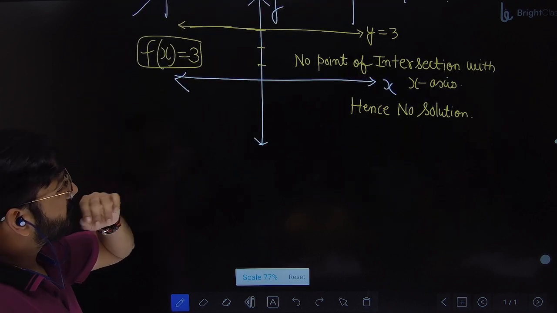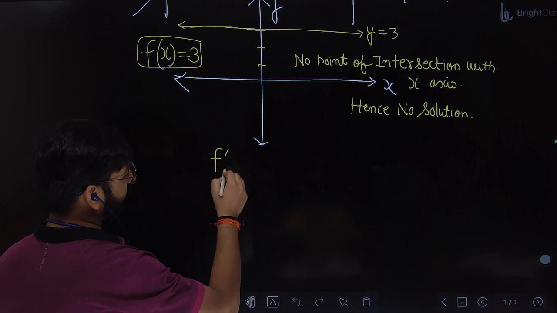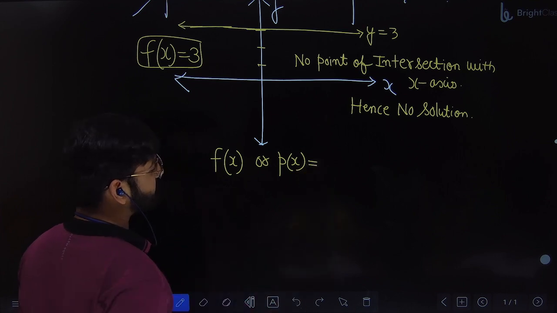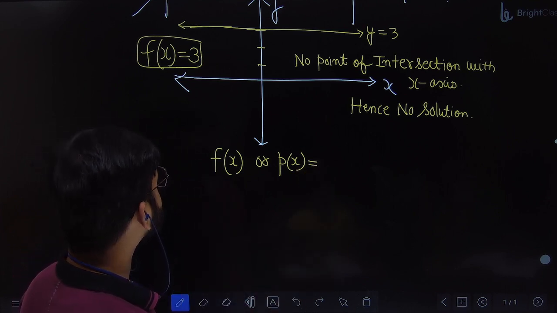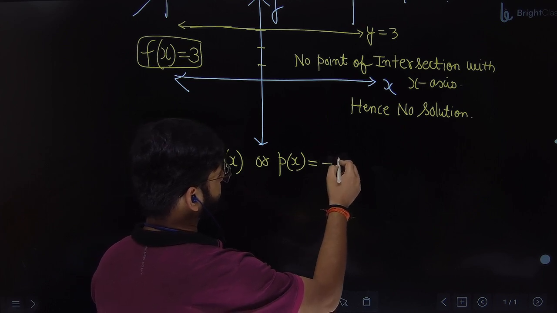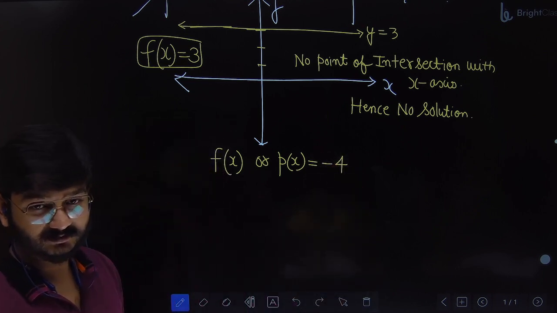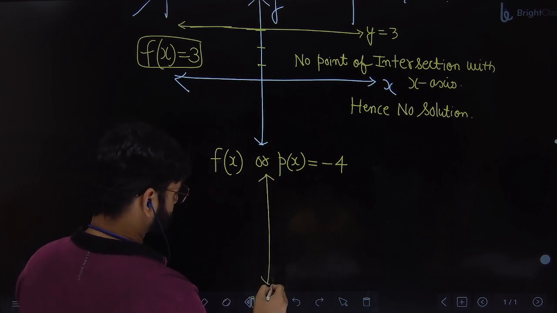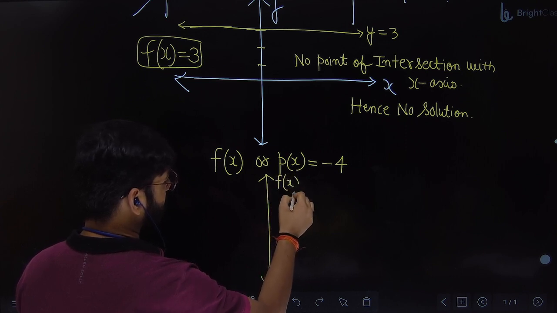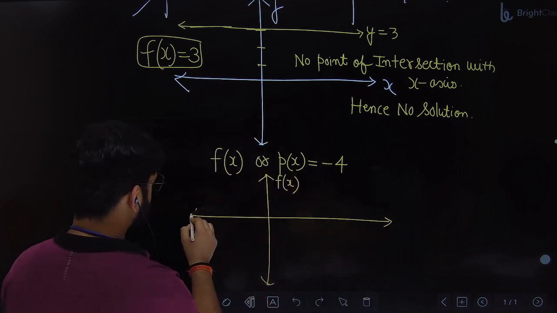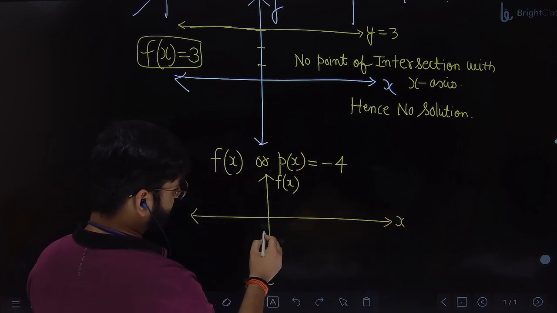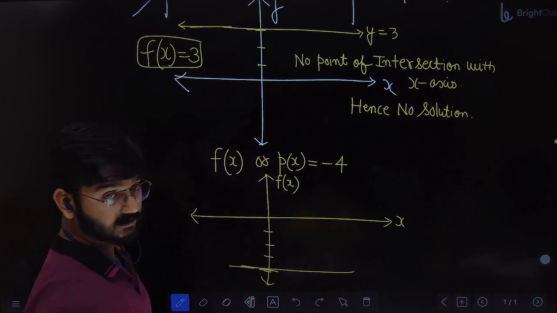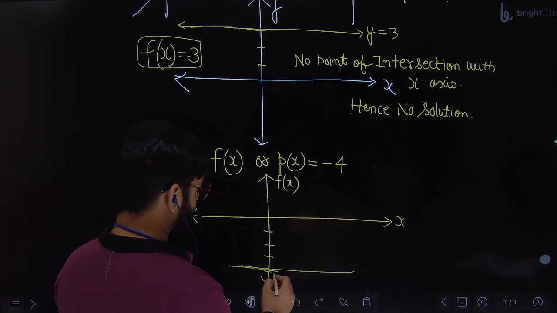Now take f of x or p of x equals minus 4. How many solutions? So the y axis is f of x. So minus 4 will be where? 1, 2, 3, 4. So you will get a straight line. How many solutions? Zero solution.